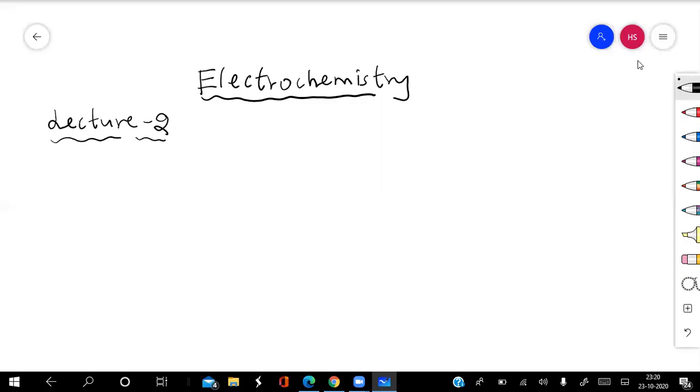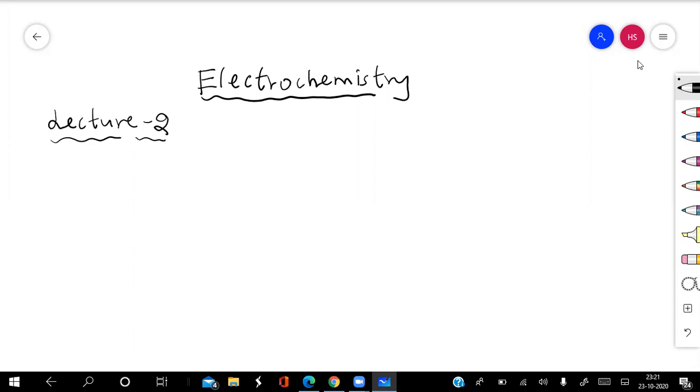Hello student. In today's lecture we are going to learn about some basics of electrochemistry. Here we understand that whenever we talk about electrochemistry, we deal with electrochemical cells. Electrochemical cells are those cells in which the conversion takes place. It means that there are two types of conversion taking place. One is between electrical to chemical energy, and the second is between chemical to electrical energy. So these two conversions of energy take place in these cells.